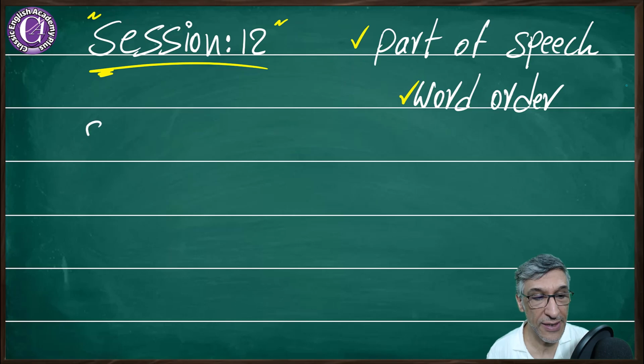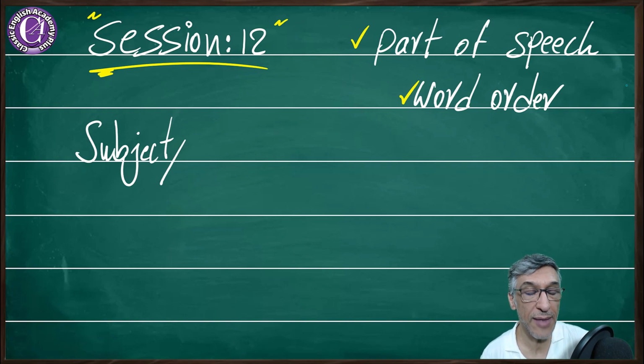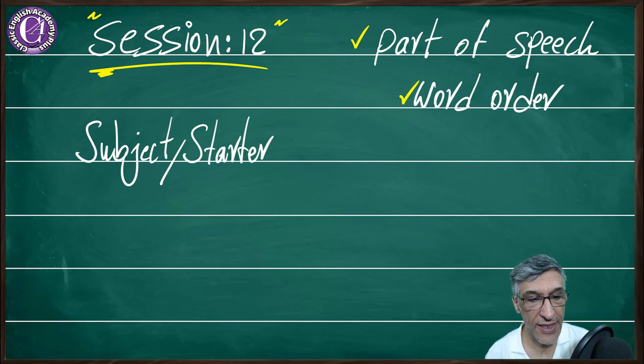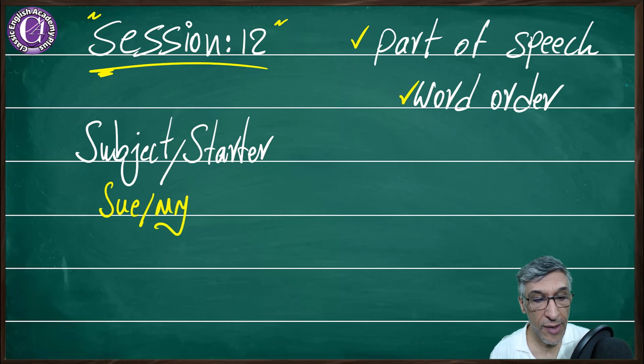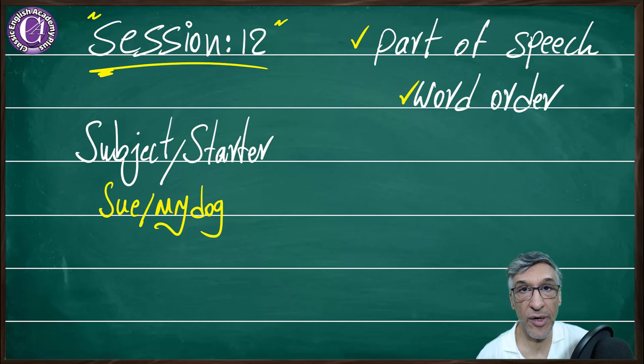You remember the subject? The subject of a sentence, and I just put a name on it. I introduce them sometimes as starters, or a starter, and different types of starters. Do you remember? We said that we have singular, like Sue or my dog. Well, this is a matter of the common noun or proper noun. The proper noun like Sue, the common noun like dog.